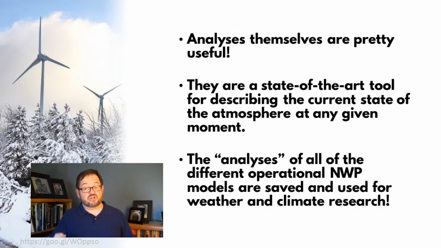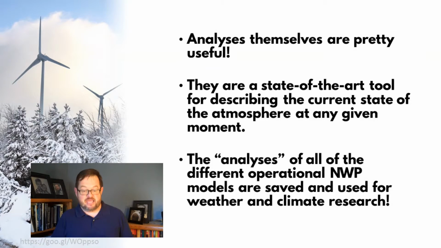These numerical models are run at national entities like the National Weather Service, the European Centre for Medium-Range Weather Forecasts, the Japanese Meteorological Agency, the UK Met Office and so on. All of these entities have these models and they run them about every 6 hours based on the latest observations that come in from all around the world. But the analyses themselves are pretty useful.